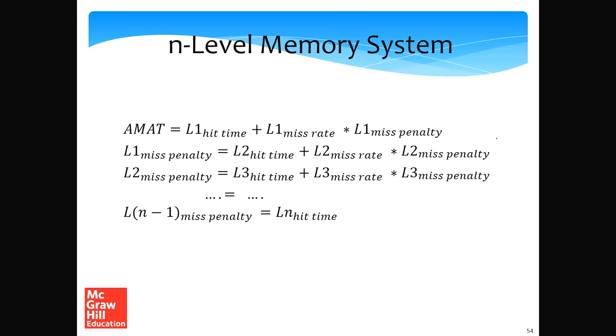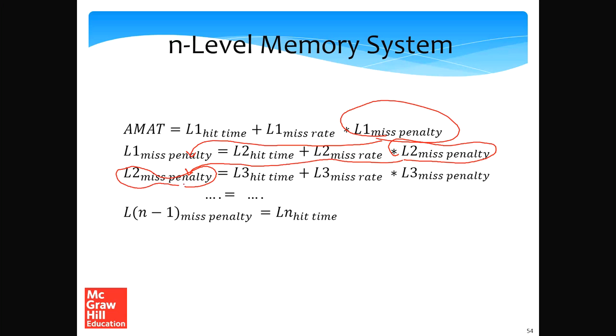So what we can do is further extend this equation. As we had shown in the last slide, the average memory access time is the L1 hit time plus the L1 miss rate times the L1 miss penalty. The L1 miss penalty further is the L2 hit time plus the L2 miss rate times the L2 miss penalty. So every single term is getting defined like this. And furthermore, if you have an L3 cache, the L2 miss penalty is the L3 hit time plus L3 miss rate times L3 miss penalty.